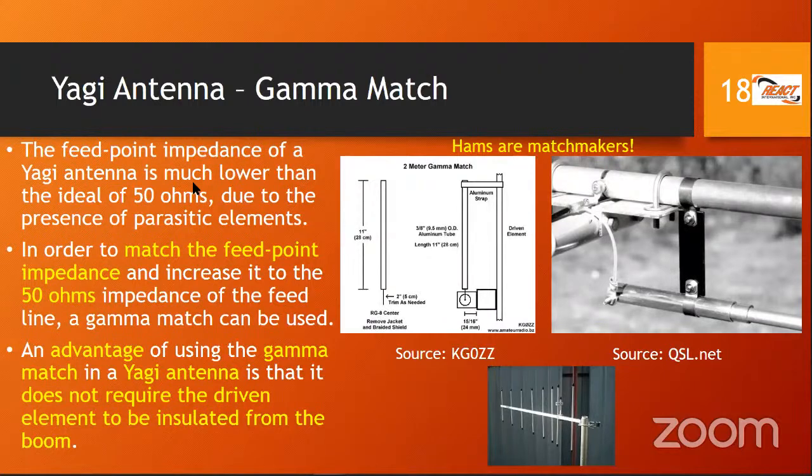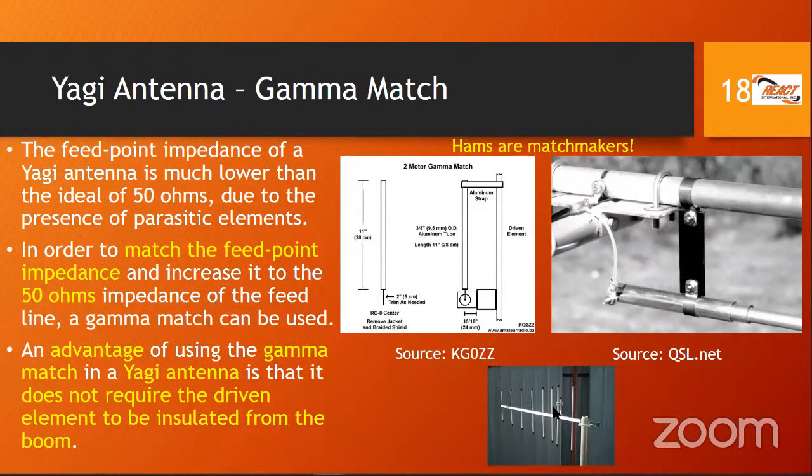And the feed point of a Yagi is actually much lower than the ideal 50 ohms. It's not 50 ohms. Why is it lower than 50 ohms? Because of the parasitic elements. You see those elements you add in there, the directors and the reflector, that is causing that feed point impedance to drop way below 50. But you want it to be 50.